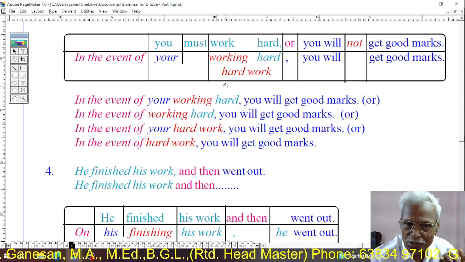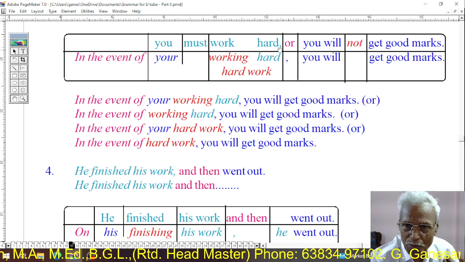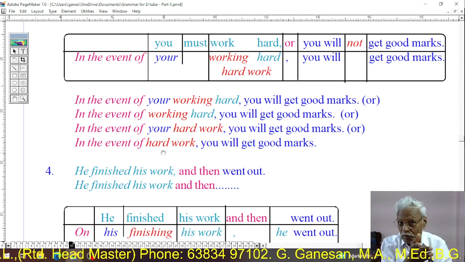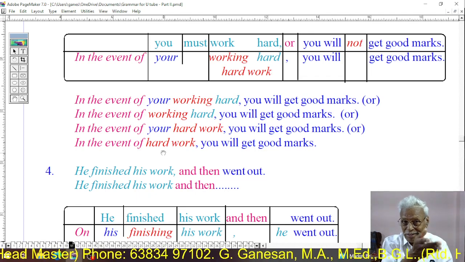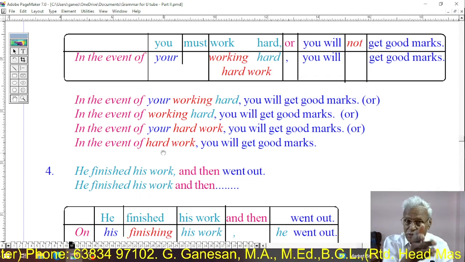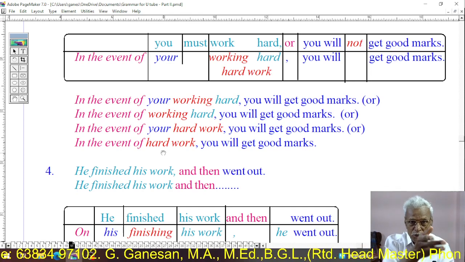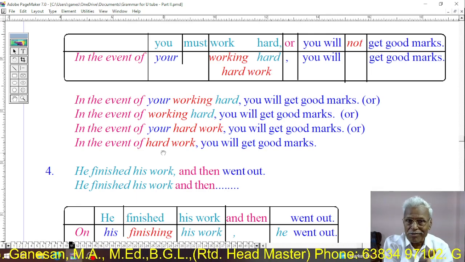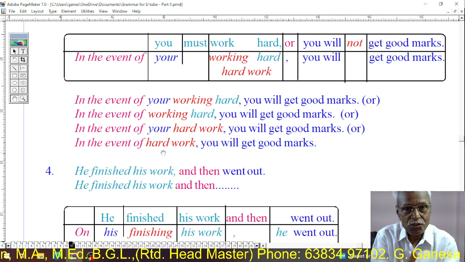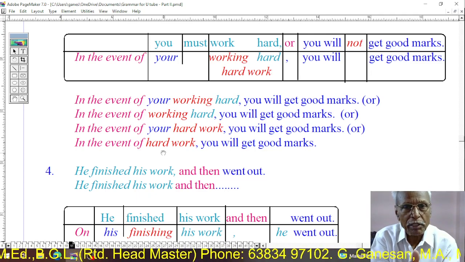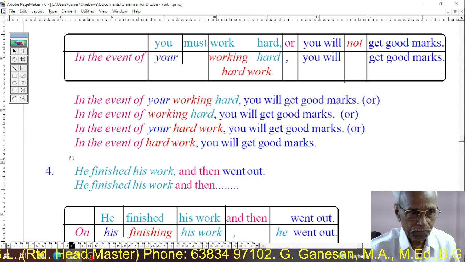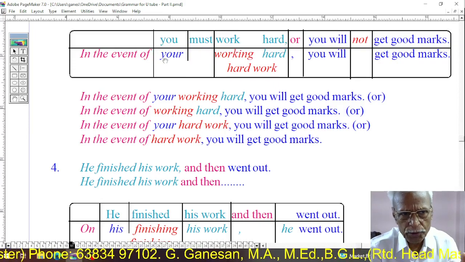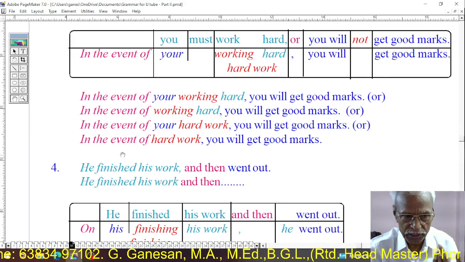This is a compound sentence. It is a simple sentence. When you reduce a clause into a phrase, if it is a subordinate clause, that complex sentence will become a simple sentence. If it is a compound sentence, then the compound sentence will become a simple sentence. When we reduce a clause into a phrase, it simply becomes a simple sentence. That's all. So in either way, in these four ways, this sentence can be reduced into a phrase.